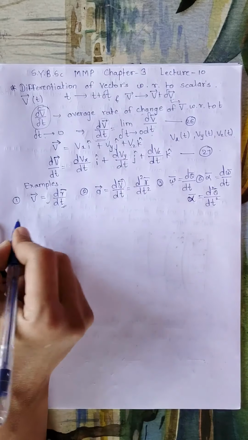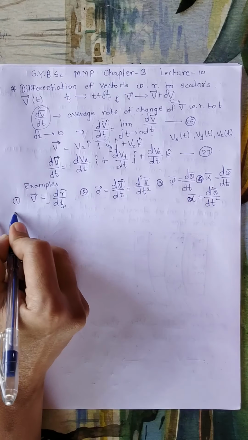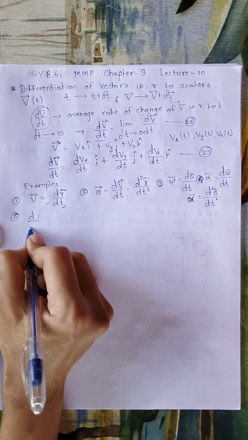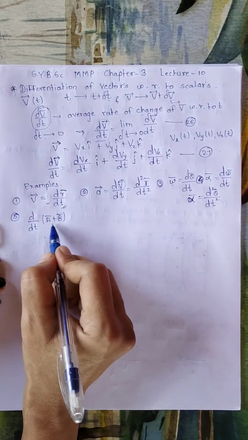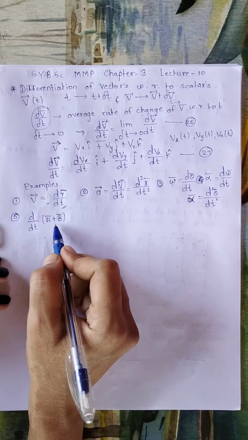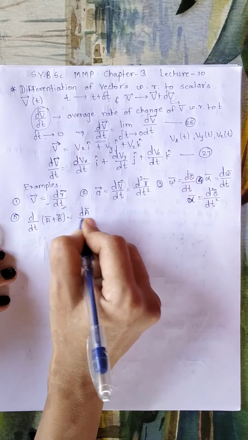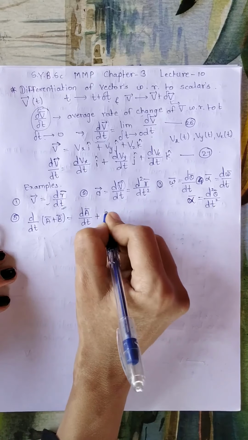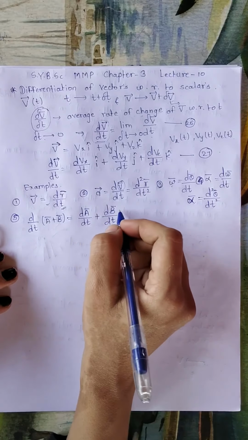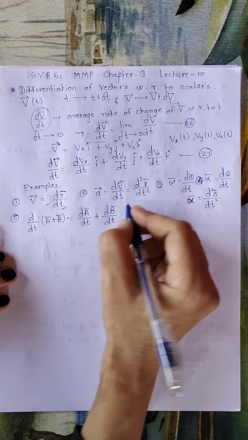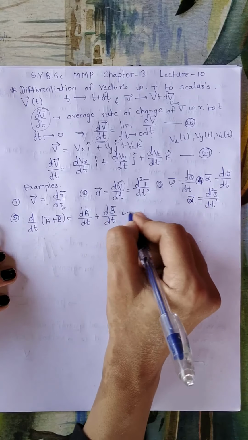Now the next example, this is the fourth. Let's take the fifth as d by dt of the addition of two vectors. That means you are taking the derivative of the addition of two vectors. This derivative is calculated as: first we take the derivative of the first vector, then add it to the derivative of the second vector. So this is nothing but the distributive property. We can say that differentiation is distributive.